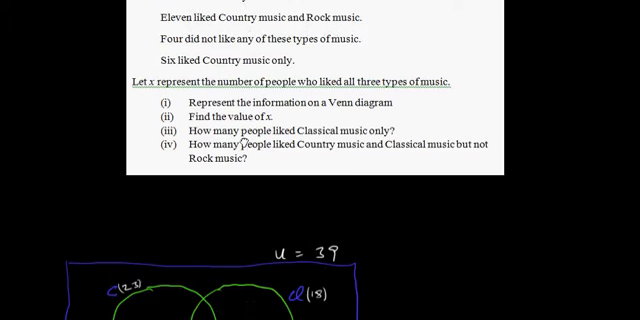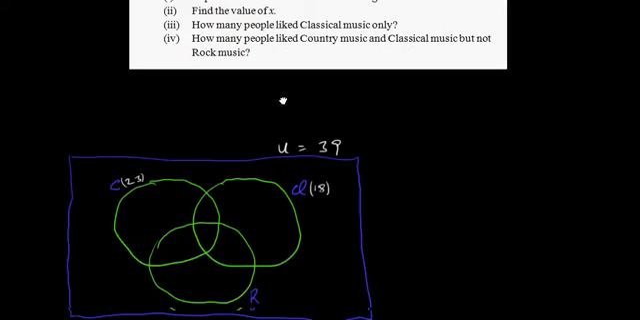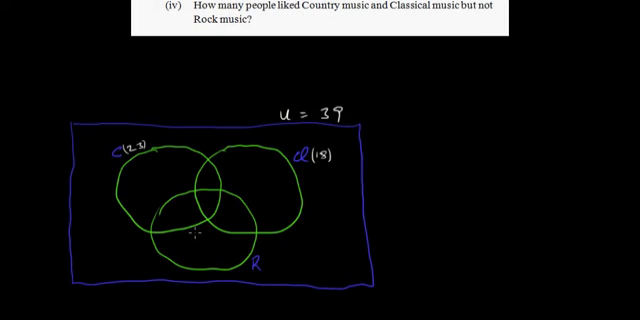And let's have a look at what next we're given. 18 like classical. 3 liked rock music only. Now again, this word only is very important. 3 liked rock music only. So rock music only is going to be here. These 3 like rock music only. These people, and these people like rock music as well, because they're inside this circle. But they also like either country music or classical music as well.